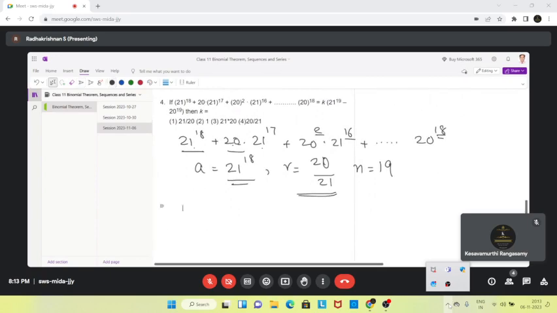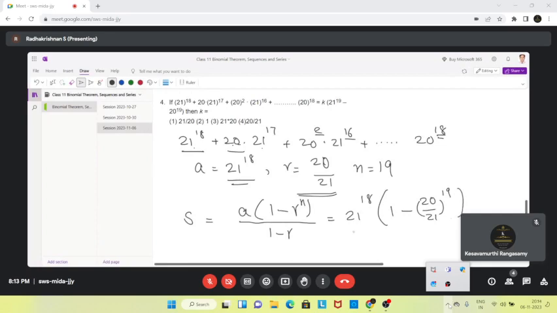You remember the formula for sum of geometric series? S equal to a into 1 minus r to the power of n divided by 1 minus r. So we have the values of a, r and n. It's a matter of just substituting in the values here. So a is 21 to the power of 18, 1 minus r to the power of n, whole divided by 1 minus r.